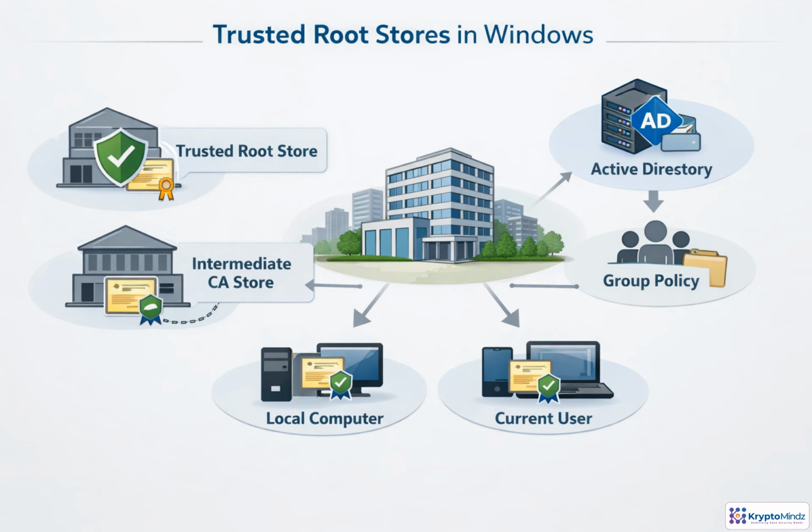Windows doesn't rely on a single trust list. It uses multiple certificate stores. The trusted root store contains the top-level CAs your system inherently trusts. Intermediate stores help Windows build complete chains from a leaf certificate up to a trusted root. Each machine has both a local computer store and per-user stores, which might not match. In a domain, Active Directory and group policy can centrally push trusted roots and intermediates to all joined systems.